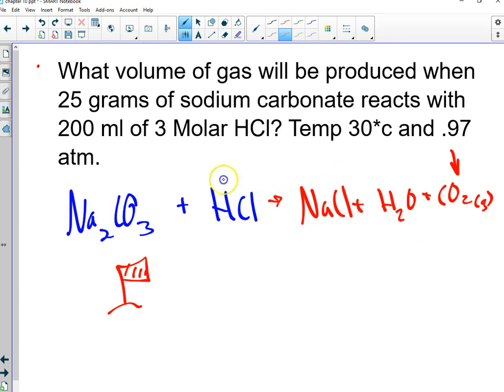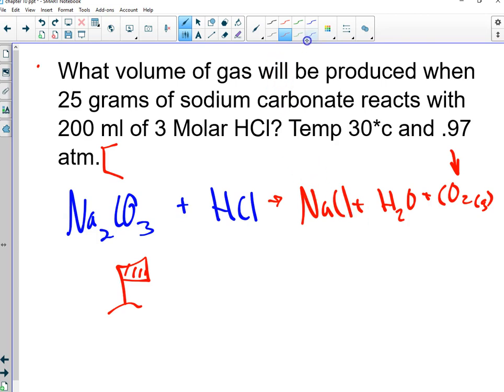Most of them will not have you deal with water vapor, because that complicates it. If I gave you a thing here, that the partial pressure of water at 30 degrees Celsius is 0.21 or whatever, then yes, you would have to worry about it. If you're not given the vapor pressure for water, you do not have to include it in the problem.